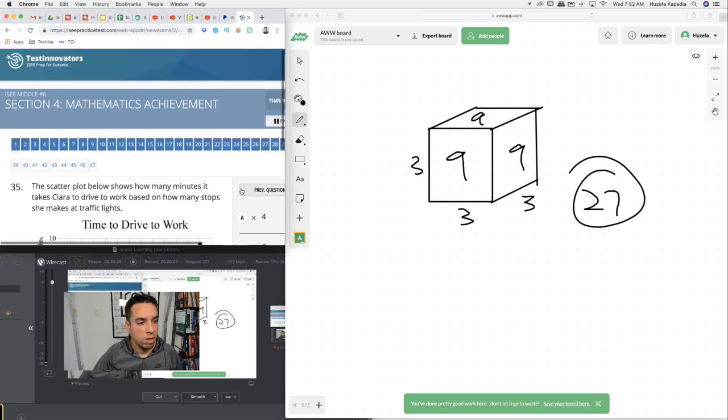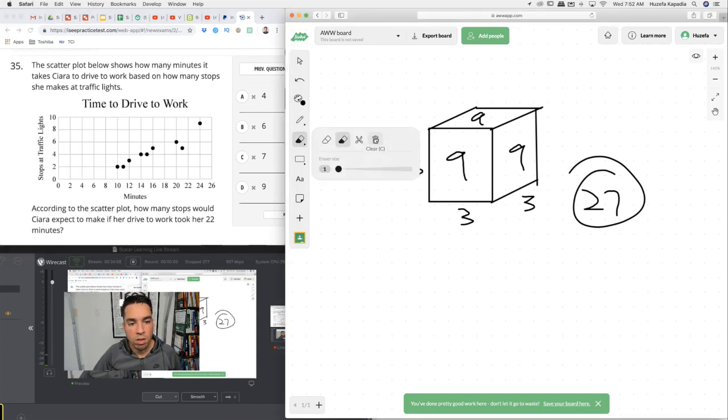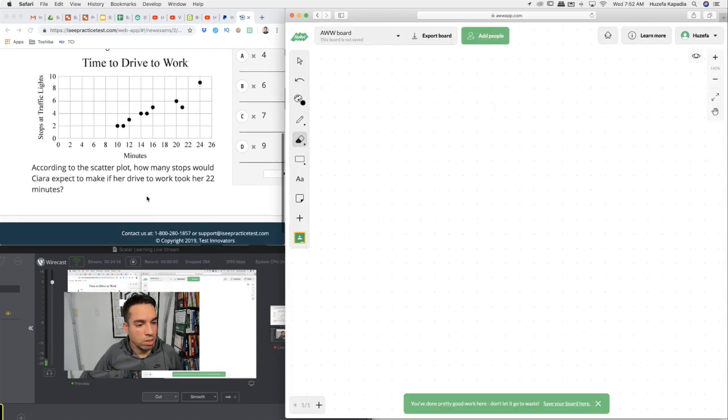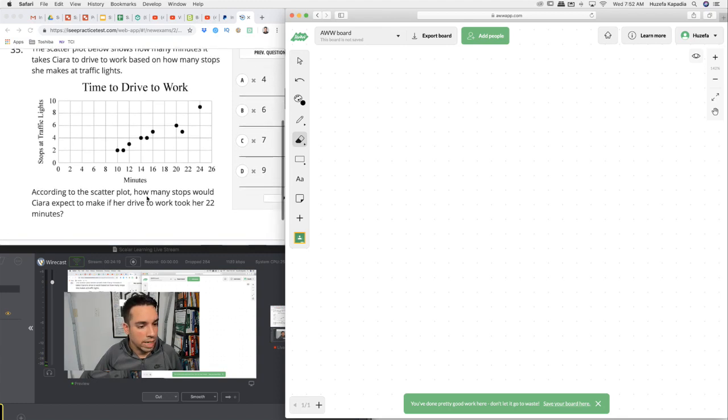Okay. 35. The scatter plot below shows how many minutes it takes Ciara to drive to work based on how many stops she makes at traffic lights. According to the scatter plot, how many stops would Ciara expect to make if her drive to work took her 22 minutes? Look, this is really a line of best fit question. Expect to make. So we're thinking a lot here. Let me show you what a line of best fit will probably look like.